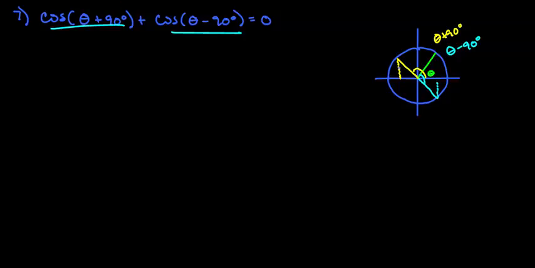Because think about it. This length, I'll do it in red. This length right here is the cosine of theta plus 90. So that length is the cosine of theta plus 90 degrees. And this one in orange, that length right here is the cosine of theta minus 90 degrees.